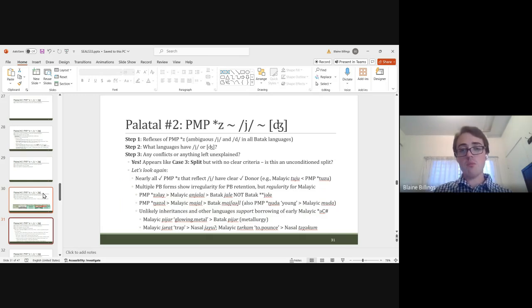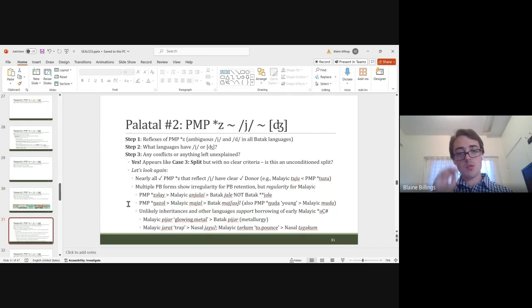In addition to this, you have multiple Proto Batak forms that show irregularities for Proto Batak retention, but regularity for Malaic. So for example, PMP Jalai, which is a type of grain or millet, became Malaic Anjalai and was imported into Batak Jalai. Now this one is clearly not a Batak native lexical item because you would expect Batak Jalai rather than Jalai with an A. The schwa should have been retained.